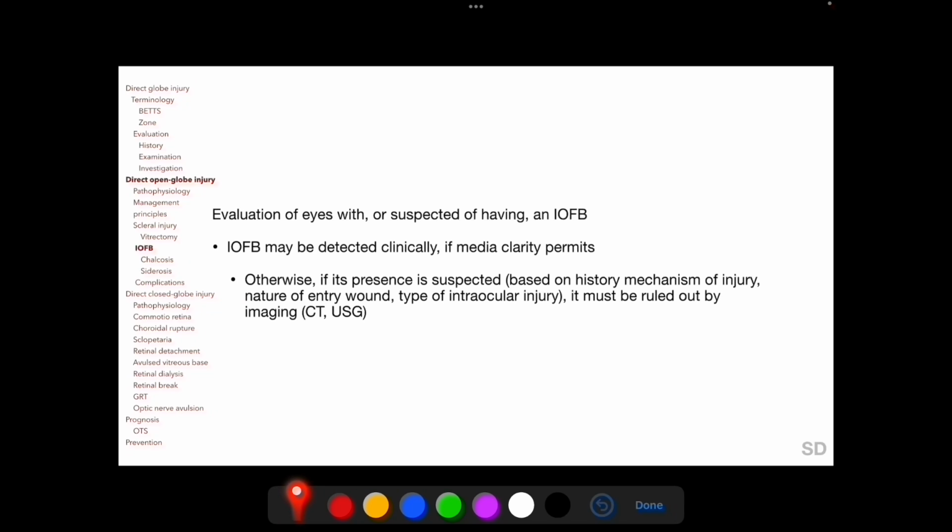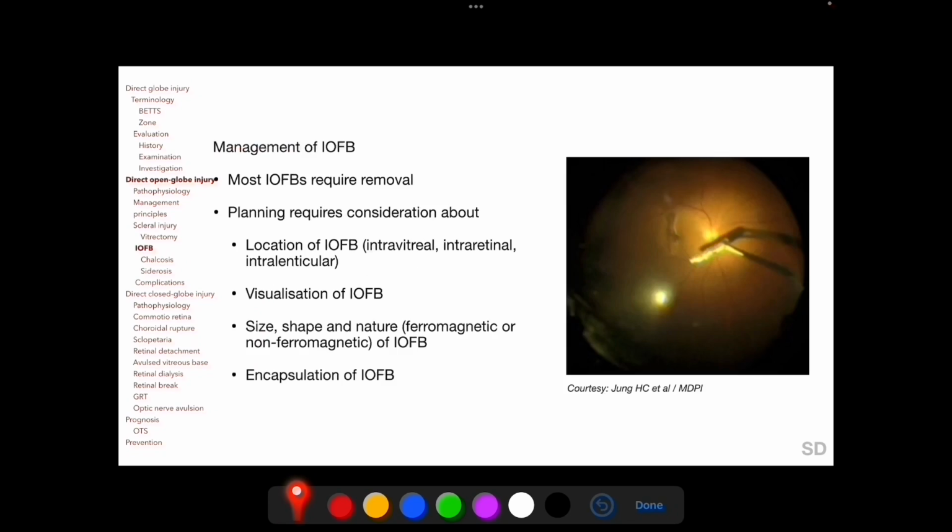As we have mentioned, an intraocular foreign body may be detected clinically if media clarity permits. Otherwise, if its presence is suspected, it must be ruled out by imaging such as CT scan and B-scan ultrasonography. Most intraocular foreign bodies require removal, and surgical planning requires consideration about location, visualization, size, shape and nature, and encapsulation of the intraocular foreign body.